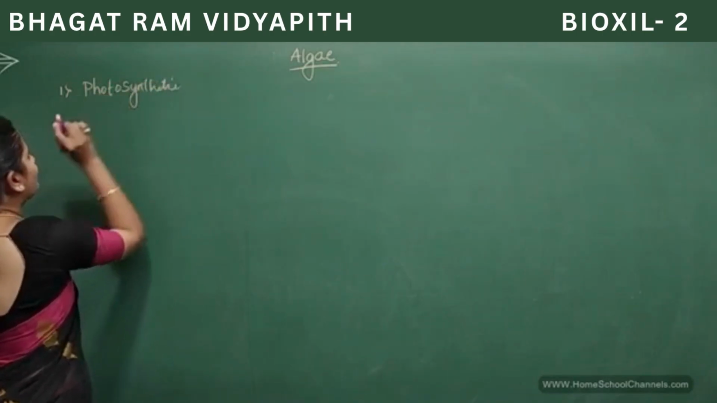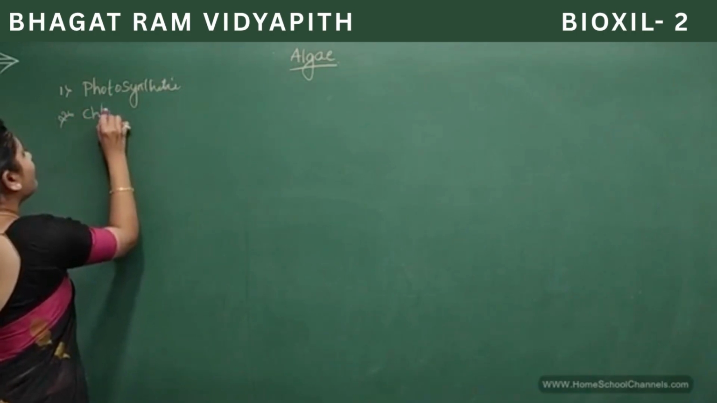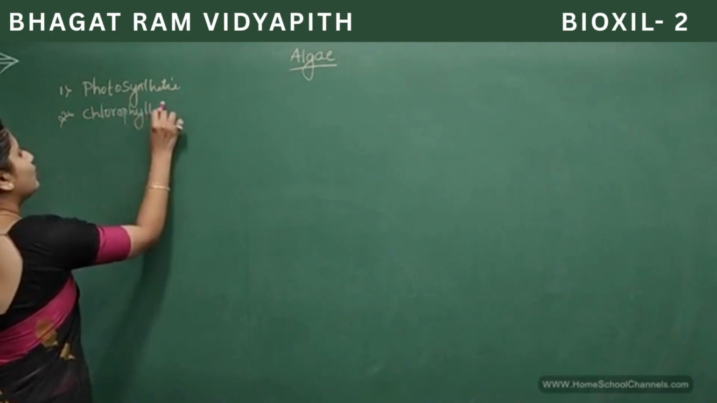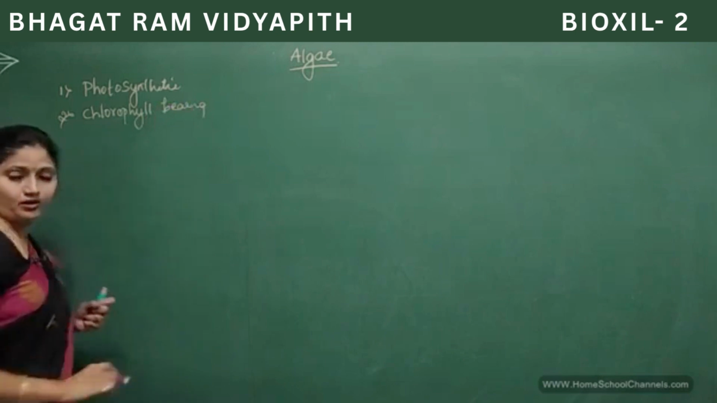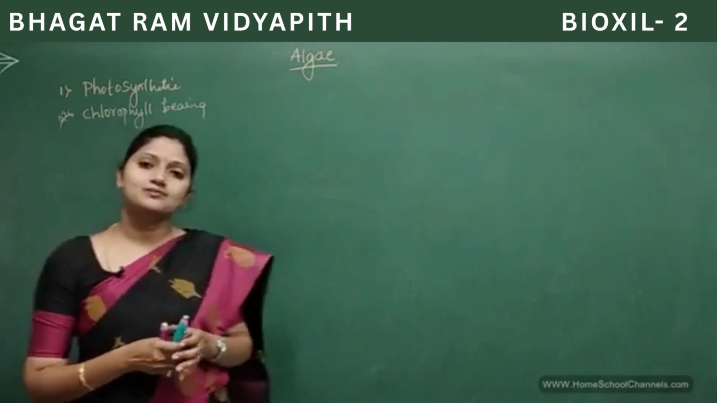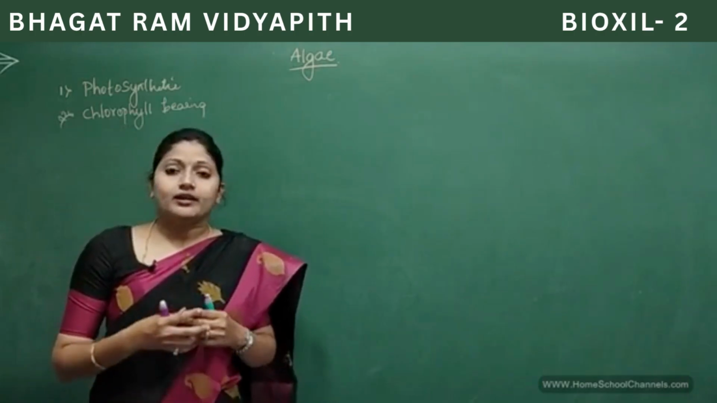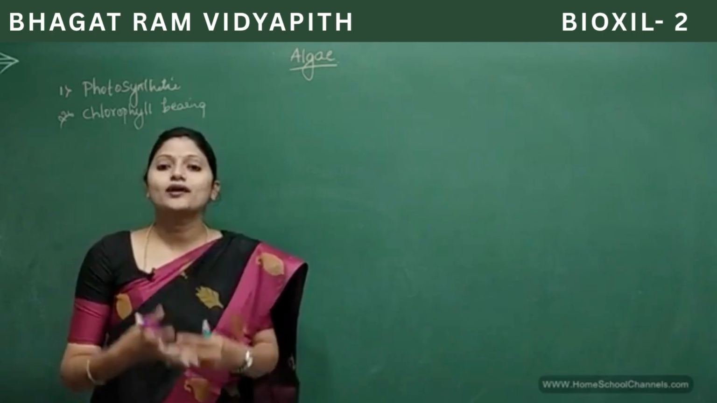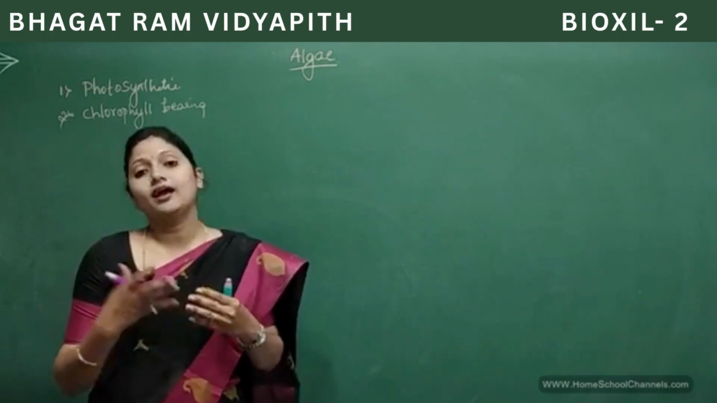They are photosynthetic and they have chlorophyll. They are chlorophyll bearing organisms, right? They are chlorophyll bearing organisms and they are photosynthetic in nature. And then, as I said in the previous video, these are thalloid structures, all right? These are thalloid or they are thallophytes.